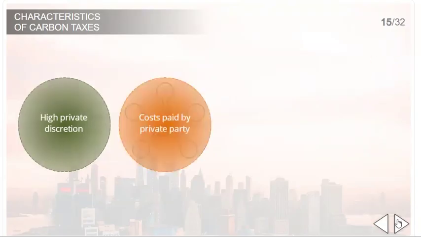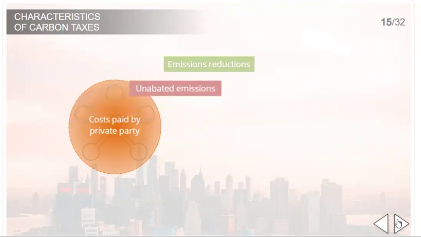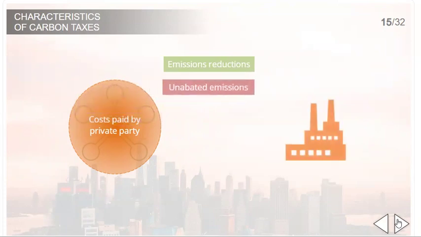In their purest form, carbon taxes require that emitters pay for the cost of reducing emissions and also for the unabated emissions. If a factory decides to reduce its carbon tax bill by cutting emissions in half, it has to pay for any new technologies or practices it needs to adopt to achieve that cut and pay a tax on the remaining emissions.